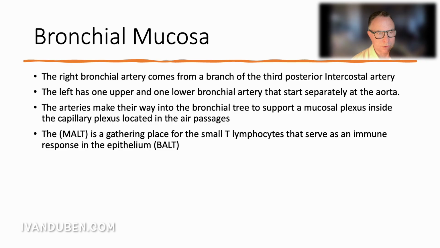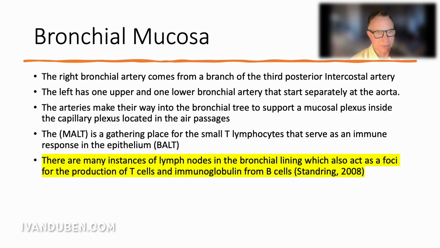The MALT, or mucosal associated lymphoid tissue, is a gathering place for the small T lymphocytes that serve as an immune response in the epithelium. At this point, it changes its name to BALT, bronchial associated lymphoid tissue. There are many instances of lymph nodes in the bronchial lining, which also act as foci for the production of T cells and immunoglobulin from B cells.